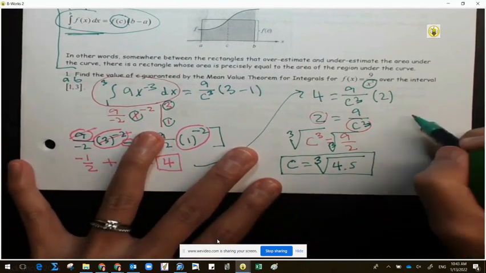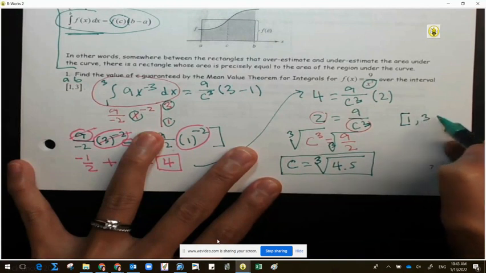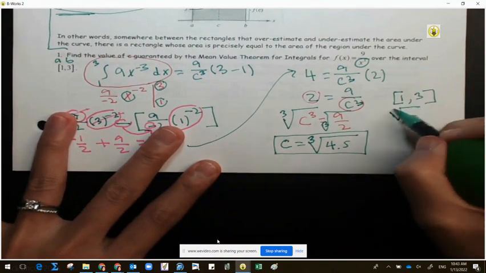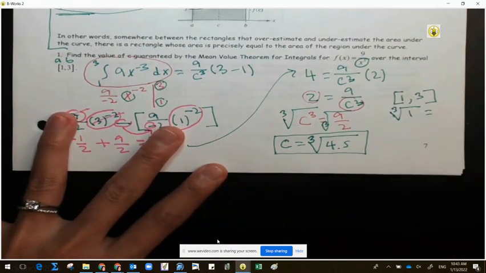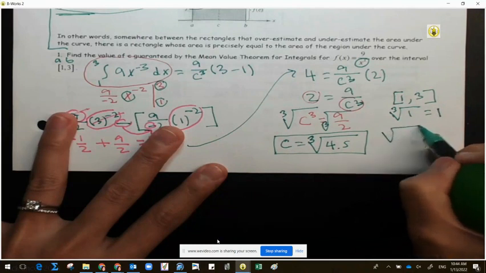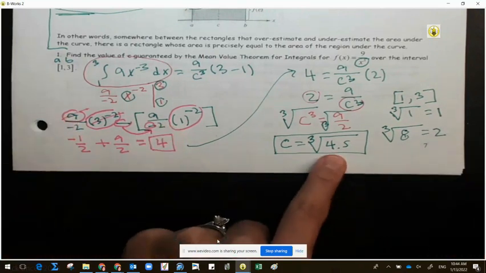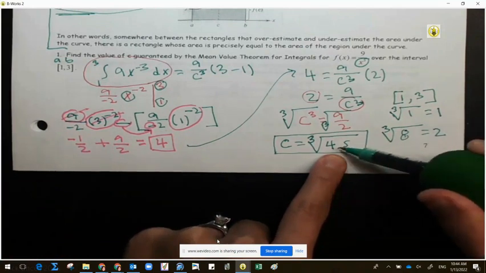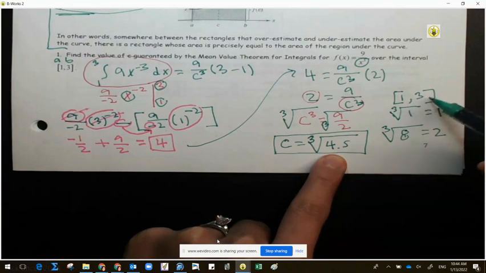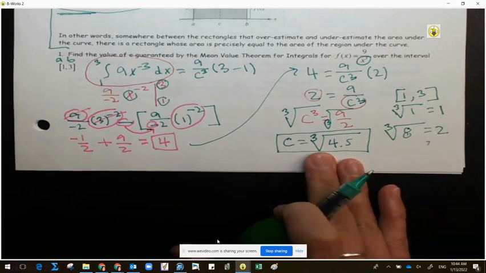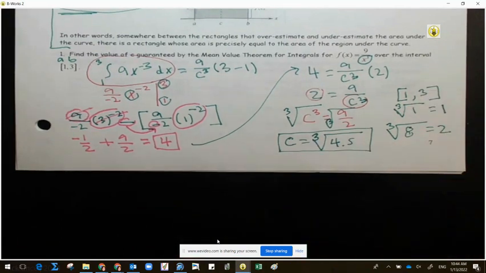I need to figure out, is this number that I found really between 1 and 3? So let's do some math real quick. What is the cube root of 1? 1. What is the cube root of 8? 2. So we know this number, 4.5, has a cube root between 1 and 2. Is that also between 1 and 3? Yes. Now that part was extra work to check. If you're good with it, you don't need to check any further, but I want you to look at the relevance of the numbers.